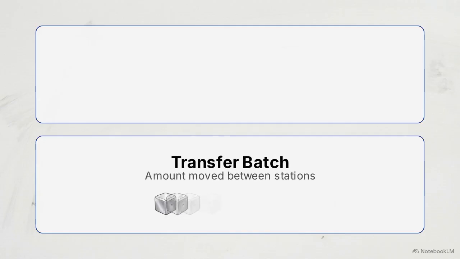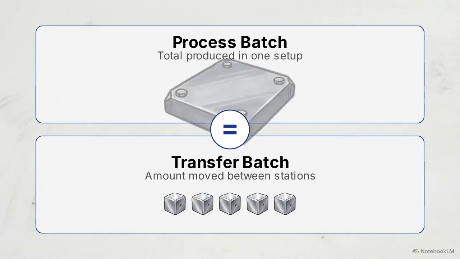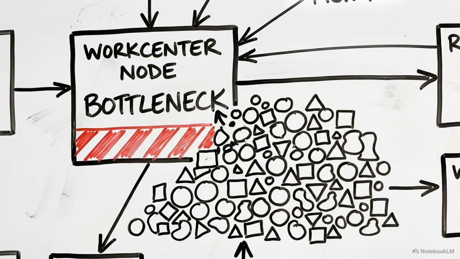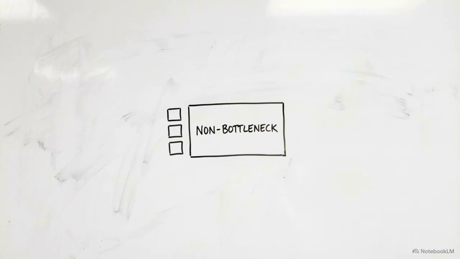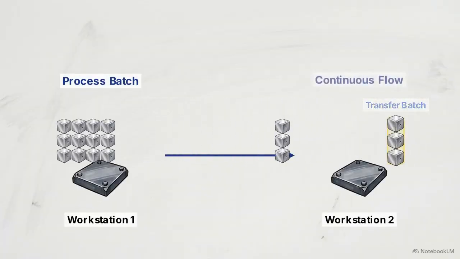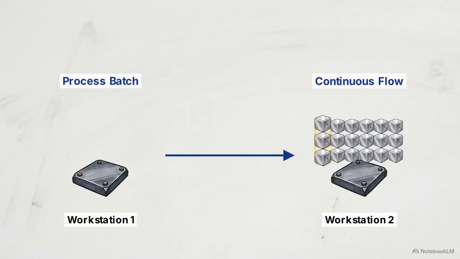There is a common misconception that transfer batches, the amount of product moved between stations, must be exactly equal to process batches, the total amount produced during one machine setup. In reality, process batches must be large at the bottleneck to avoid wasting critical time on machine setups, but they must be smaller at non-bottlenecks to prevent excess work in process inventory. Transfer batches can and should be smaller than process batches. Moving smaller quantities ensures smooth, continuous flow to downstream workstations without waiting for an entire run to finish.